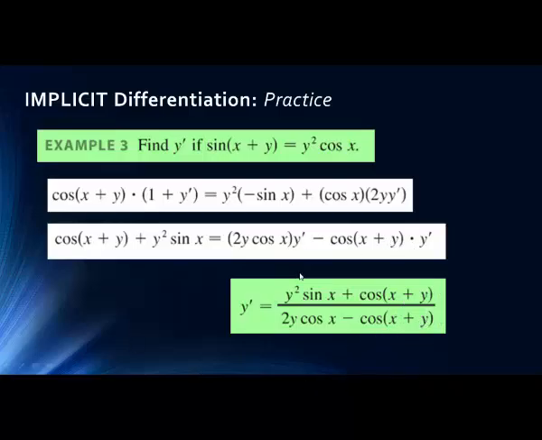Again, I should have shown you this in 2 steps. Factor out the y prime, and notice you get 2y cosine x minus cosine x plus y, which we then divide both sides by, and we get this equation. Notice we have no values, we have no points, so when we're trying to find y prime, we're trying to find the function for the formula.